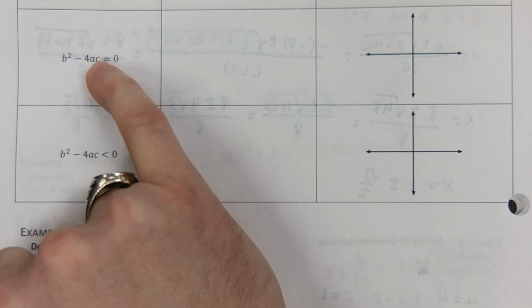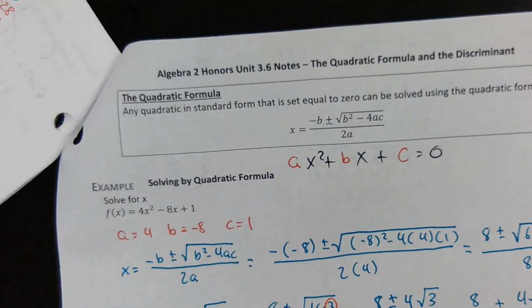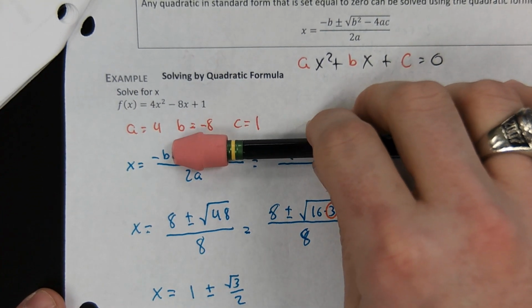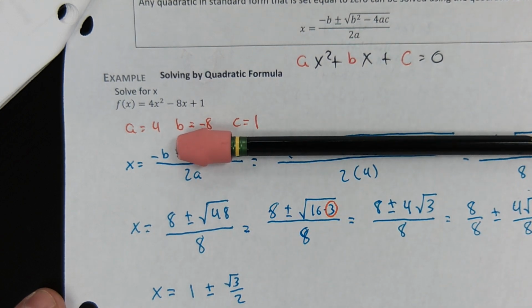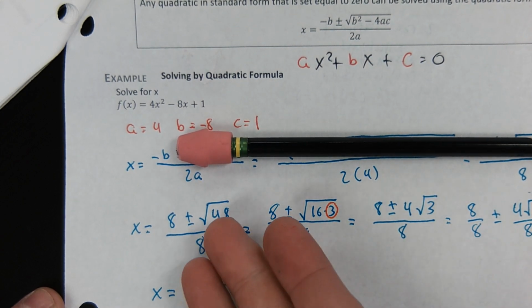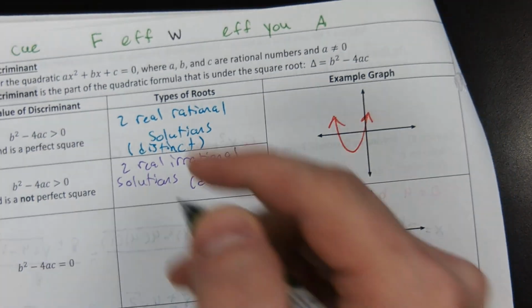Okay, b squared minus 4ac. If b squared minus 4ac equals 0, well, look at the quadratic formula. If you put a 0 right there, the plus or minus doesn't do anything. So how many solutions is that? One real solution. Very interesting.